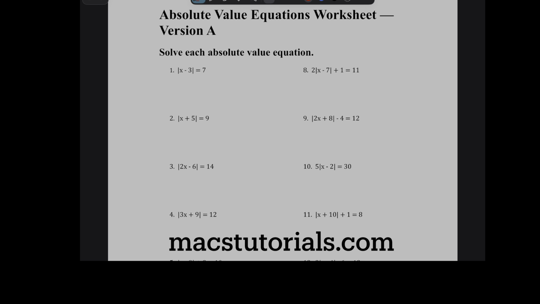Hey there, everybody. This is Mac here, and we're going to work on absolute value equations and how those work.